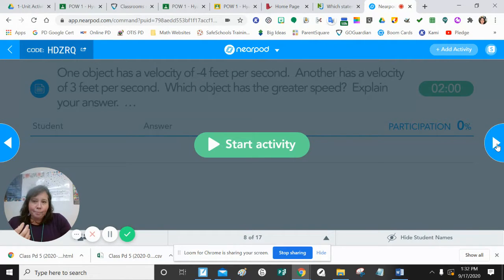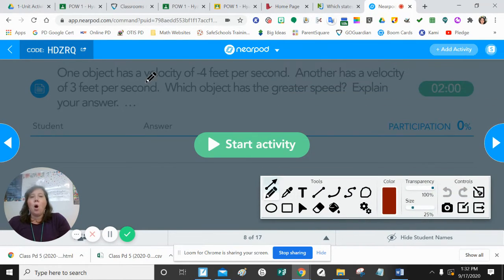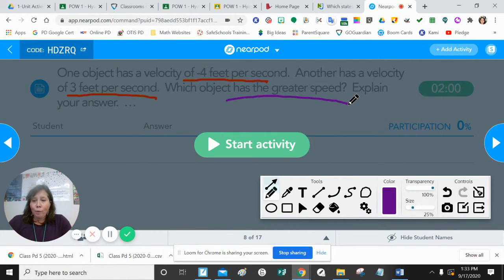I asked everybody a question. You have 2 objects. One object has a velocity of negative 4 feet per second. The other object has a velocity of 3 feet per second. And I want to know what object has the greater speed. Okay? Speed deals with absolute value. Which one is further from 0, further from our origin? Is negative 4 further from the origin, or is 3 further from the origin?